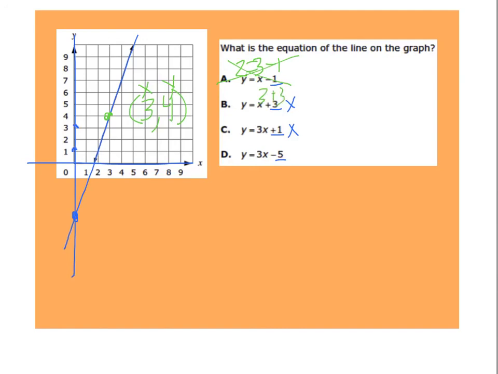3 plus 3 is also not 4. 3 times 3 is 9, plus 1 is 10. That's not 4. 3 times 3 is 9, minus 5 is 4. So there you go. It's letter D. You could graph all 4 of these equations on the line, and one of them is going to line up right on top of the other one, and the only one that's going to do that is letter D.